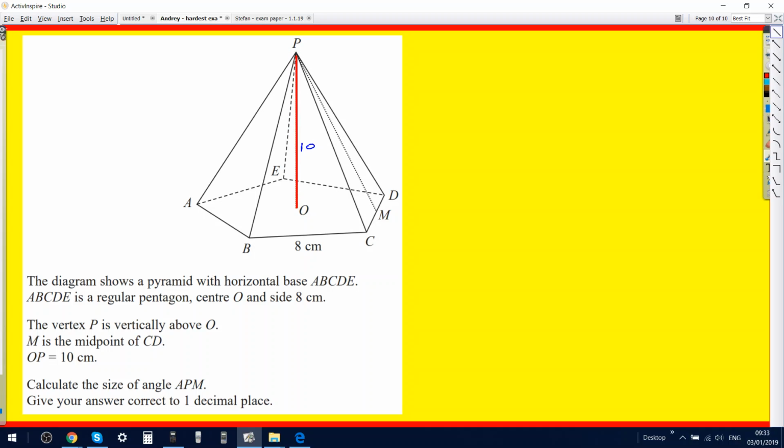O to M. From O to M, I don't think you can say that. That's 4 now. I think you would have to find that, because it's the midpoint. So any idea how could you find the length O to M?